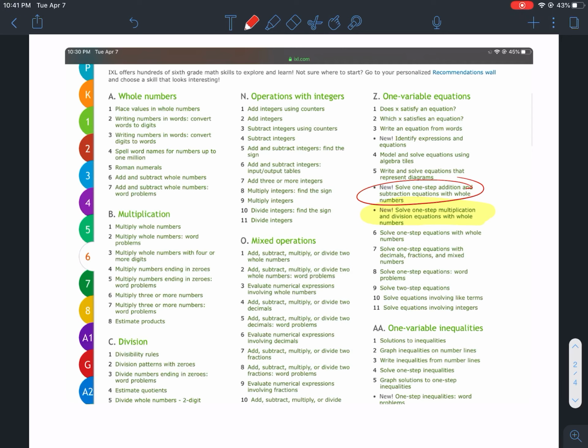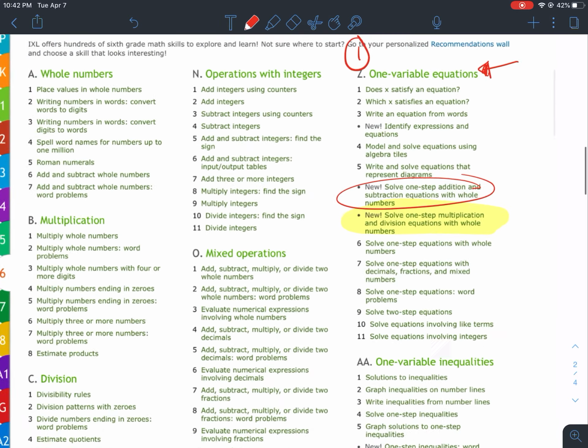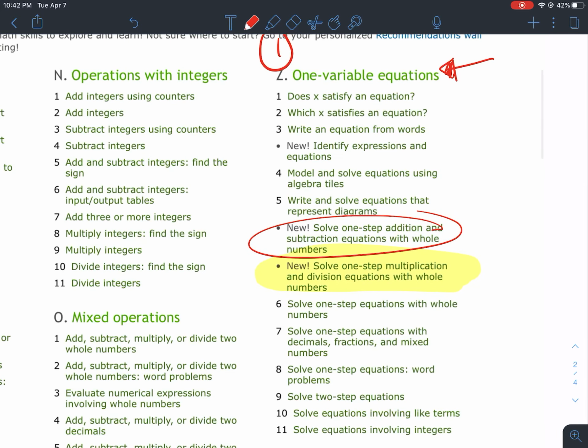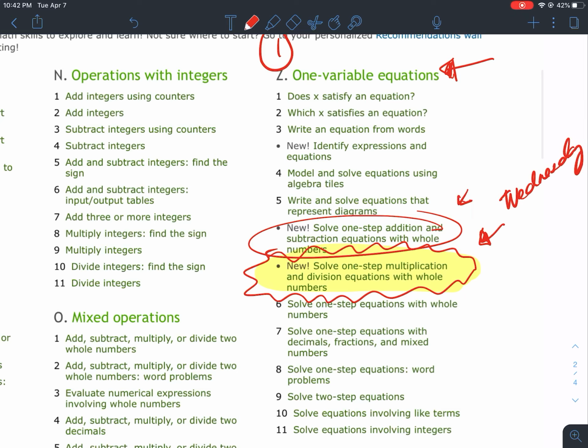I can't give you a number. All I can say is it's under 5. So you're going to go to the letter 5. Oh my gosh, sorry. The letter Z. You're going to go to the letter Z, and then you're going to go down where it says new: Solve one-step multiplication and division equations with whole numbers. This is the one that you are doing today. So today is Wednesday. Okay, this is what you're doing Wednesday. This one right here is what you did on Tuesday.